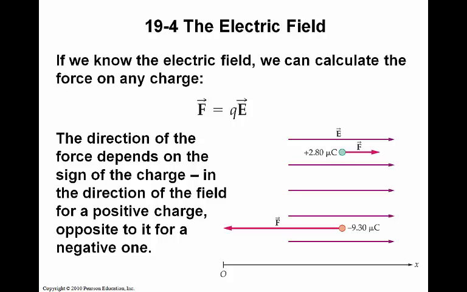If I put a positive test charge in the field, it will feel a force parallel to the field lines because it will be pushed in that direction. But if I put a negative charge in the field, it'll move opposite the field lines but parallel to them.